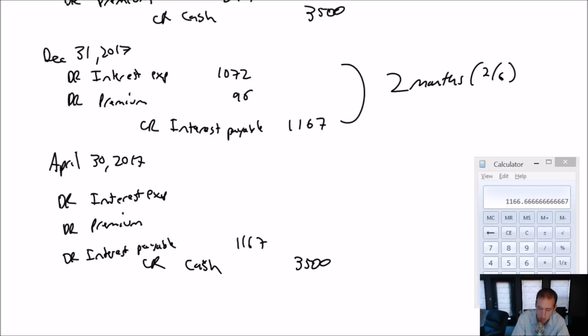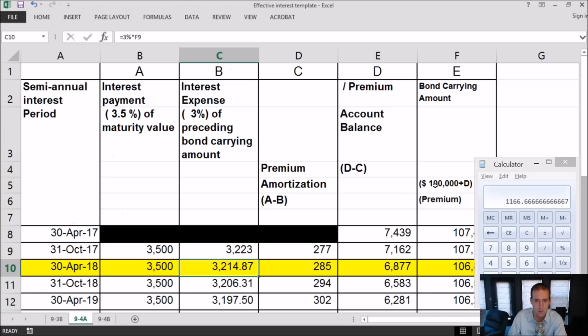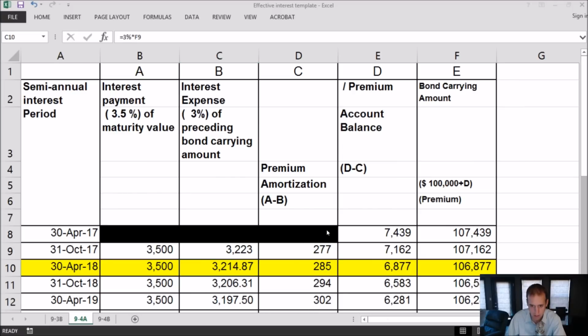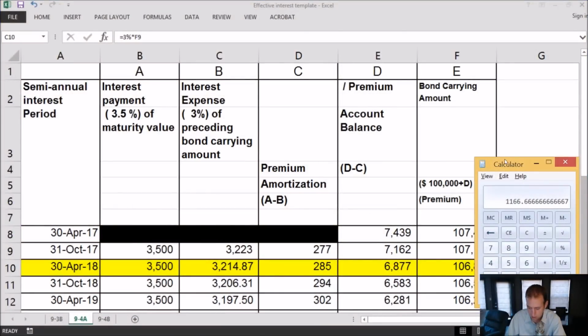This was all 2 months. So 2/6, this one is 4 months. So 4/6. Why 4 months? Well, December to April, January, February, March, April. So we're going to take 4/6 of our interest expense and 4/6 of our premium. Our interest expense, 3215 times 4 divided by 6. This is our interest expense, 2143.